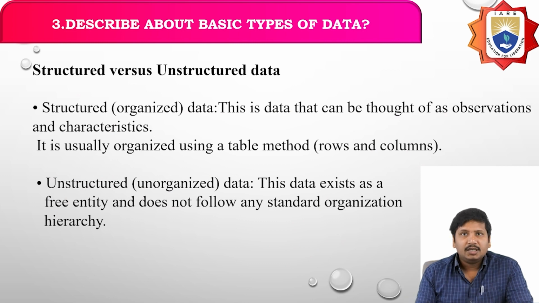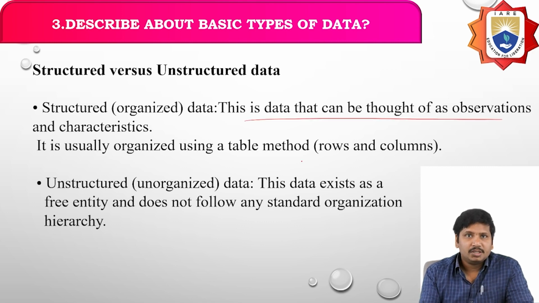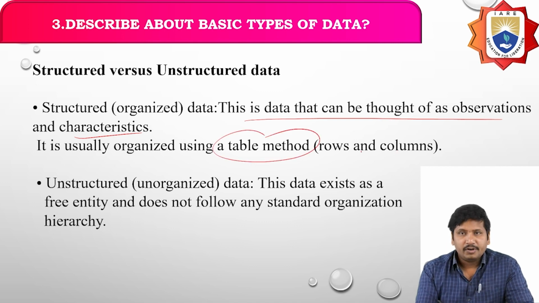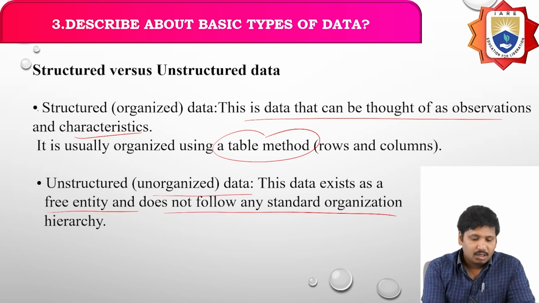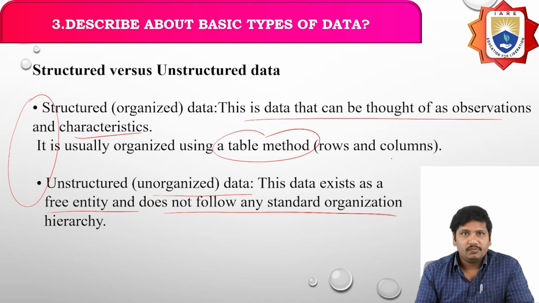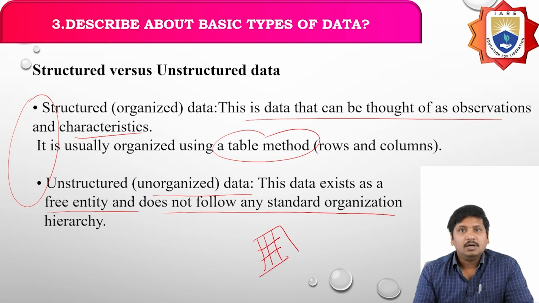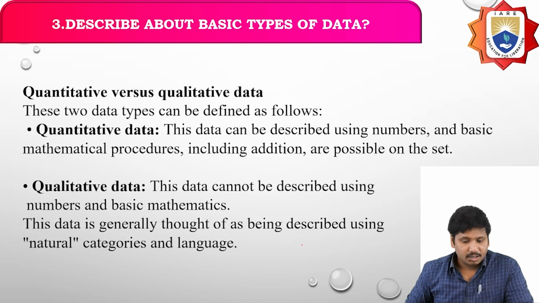Next one is: what are structured and unstructured data? Structured data is made up of many observations and characteristics, usually organized in the form of a table, which is in rows and columns. Unstructured means unorganized data, which is a free entity and does not follow any standard organization hierarchy. So structured data is organized in the form of tables, whereas unstructured data does not follow any standard organization hierarchy.